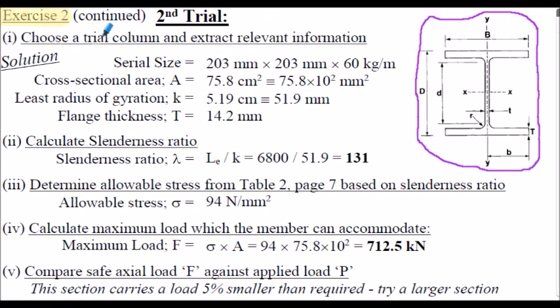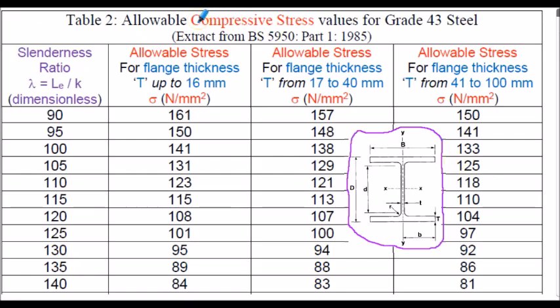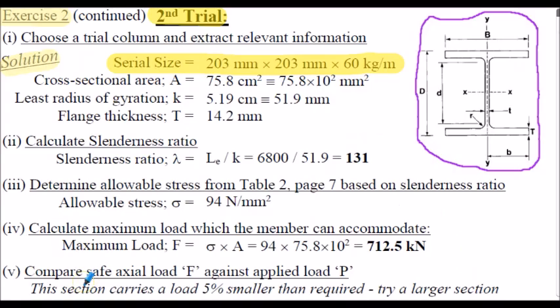Exercise 2, solution continued. Second trial, new serial size here. Here's an extract of the universal column table for your reference. Here's an extract of the compressive stress table for your reference. This results in a section that carries a load 5% smaller than required, so that's not acceptable, so we need to try a larger size.